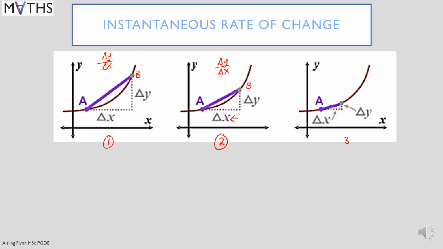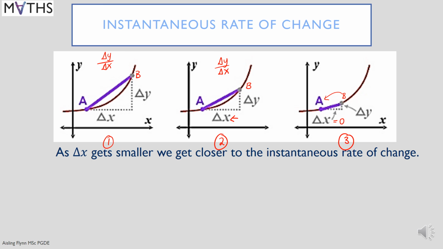And in the third diagram you can see it's even better again. The blue line is nearly almost matching the red curve. And when B becomes point A, so when delta x becomes 0, that's when you get the slope at an instant, at a single point. So we'll be doing that mathematically in the next lesson.